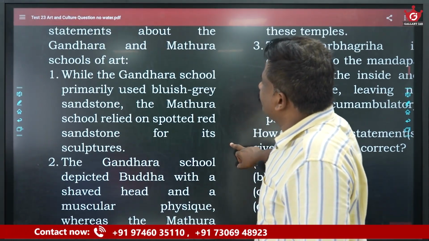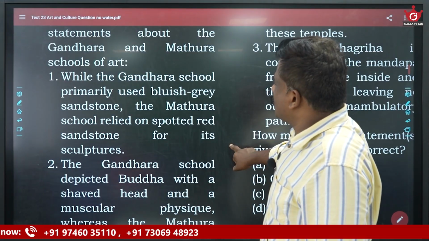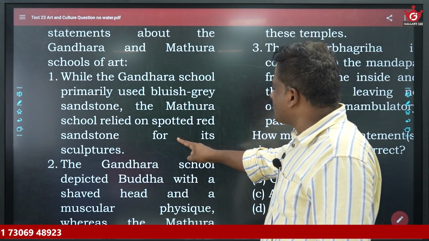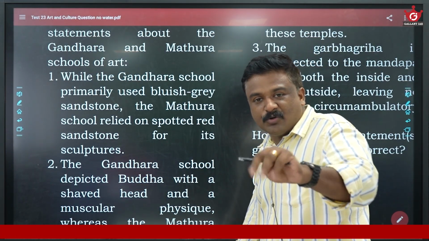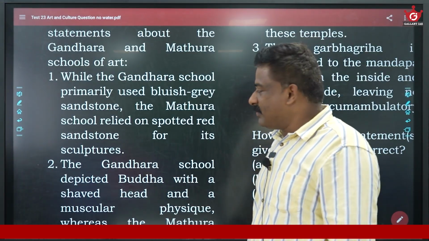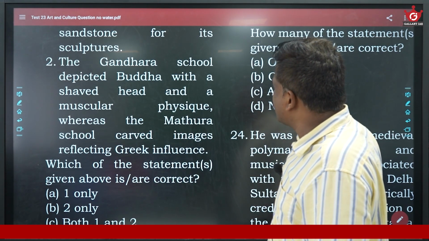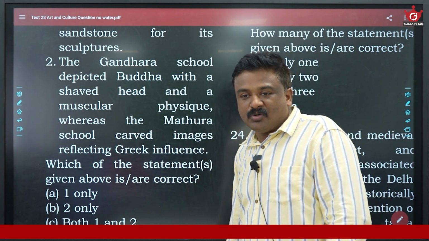Question number 22. With regard to Gandhara Mathura schools. While Gandhara school primarily used bluish grey sandstone, Mathura used spotted red sandstone for its sculptures. Absolutely true. Amaravati used white marble. Gandhara depicted Buddha with a shaved head and a muscular physique. Never, no chance. No psycho Buddha here.